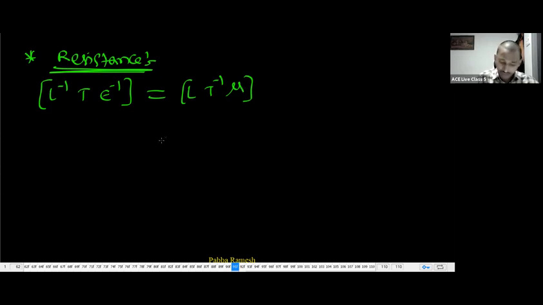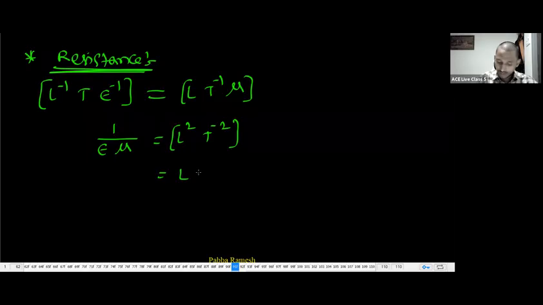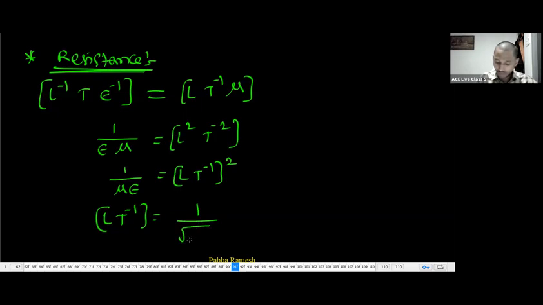If you're equating like this, what can we write? L minus 1 coming here, L square, T coming over here, T minus 2. And epsilon I'm bringing to the denominator side, mu this side. So what can we write now? L T minus 1 whole square is equal to 1 by mu epsilon. So L T minus 1 is equal to 1 by root mu epsilon.